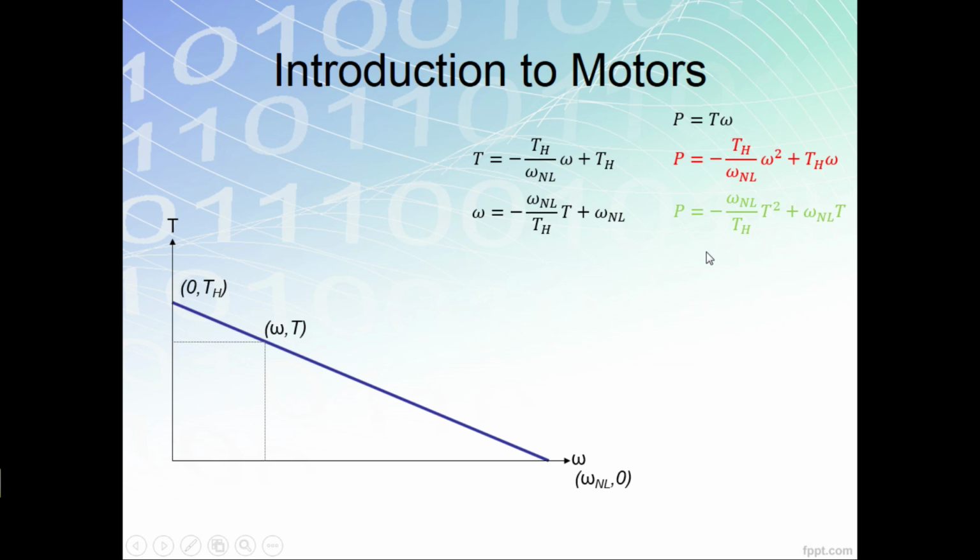And these equations are parabolas. The red parabola opens to the left side, while the green parabola opens downward. This equation tells us that if you want to maximize the power of the motor, you should be operating at half of its maximum speed or half of its maximum torque. And similarly, you can use its derivative to find the maxima.